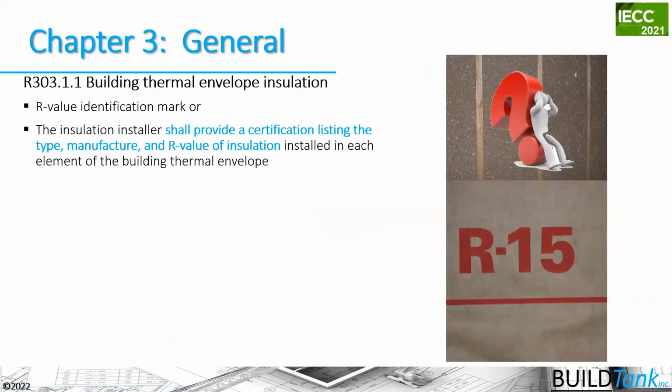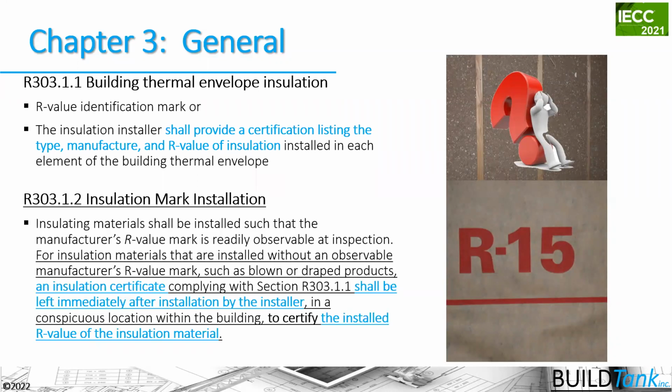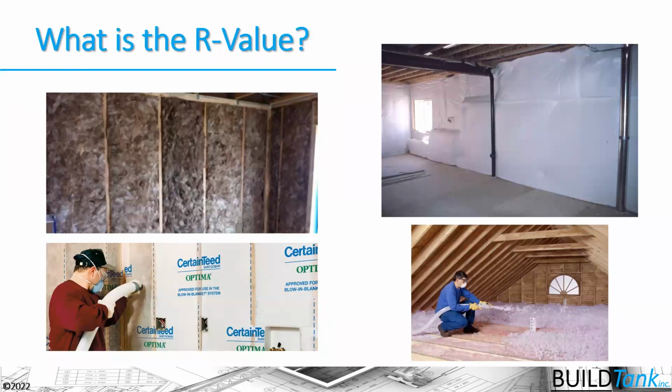The other requirement that is specific to the energy code is either showing the R value label on each piece of insulation material that's added to the house, or providing a certificate from the installer demonstrating that materials that don't have an R value mark on them are actually installed to the R value that's required by the code or required by the trade-off option that you're using.